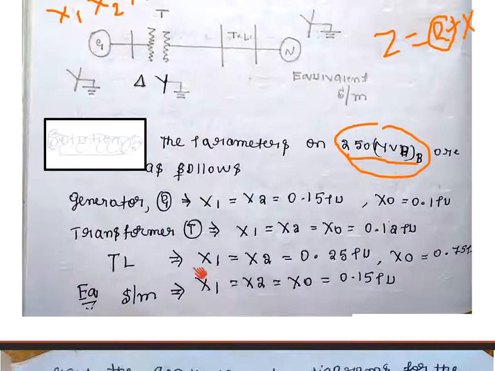Then the transmission line. For the transmission line, the positive and negative sequences are the same, so X1 equals X2 equals 0.25 pu and X0 equals 0.75 pu. Now the equivalent system is connected to either a grid or a substation, or you can say it is an infinite bus also, no problem. X1 equals X2 equals X0, given as 0.15 pu.